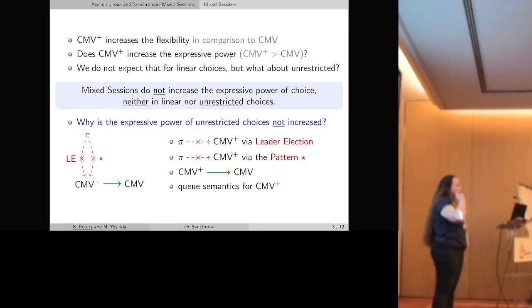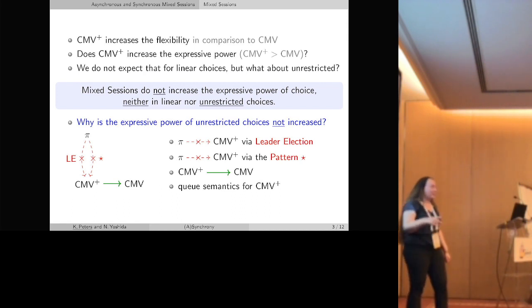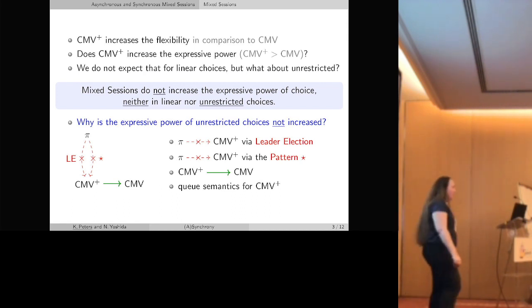I have a comment that Vasco proved soundness, but they do not prove completeness. The other way around. We did it. Yeah, the other way around, but yes. We added the soundness proof for this encoding.